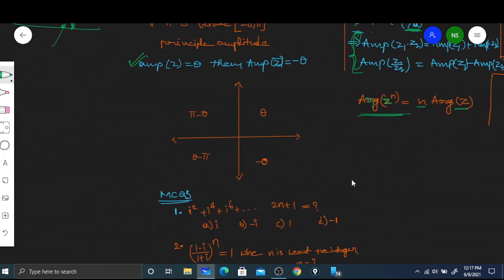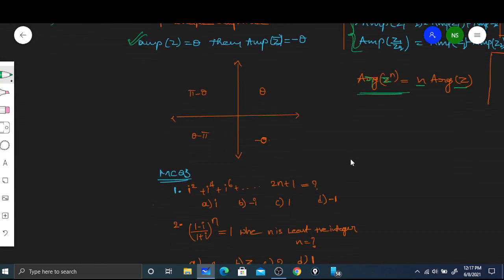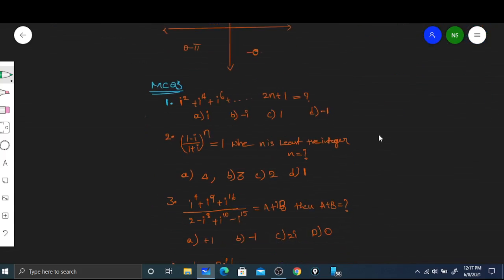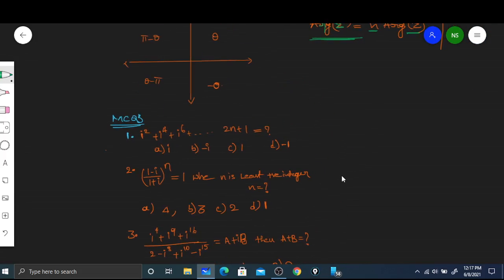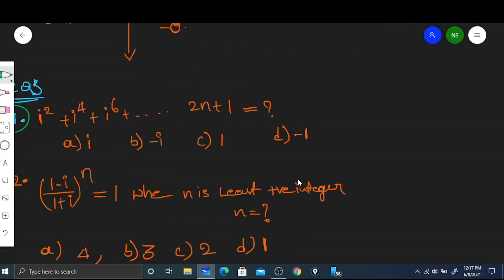After this we will move to the MCQs. You all can see here the MCQs part. Question 1, they have given i square plus i power 4 plus i power 6 and so on up to i power 2n plus 1. What will be the result? They are asking here. Let us see. Let us simplify this. In the meantime, you can try to solve it.